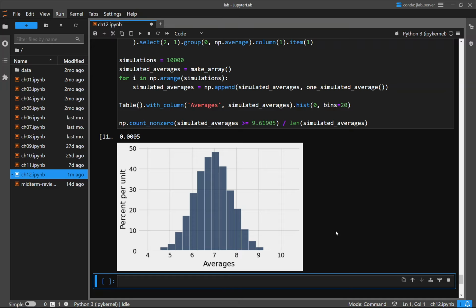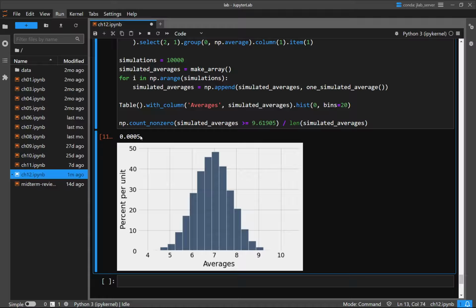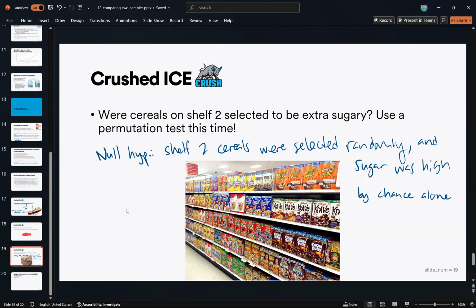Often, what did our model predict? 9.6 or even more extreme. So it's just a little sliver. See that? Just a little tiny sliver. And it's not very often. Our model gives us a shelf that was this sugary 0.05% of the time. See that? Not 5%, 0.05% of the time. That's practically never. So it's so unlikely that this model that assumes random selection of cereals predicts the shelf 2 that we saw in real life.